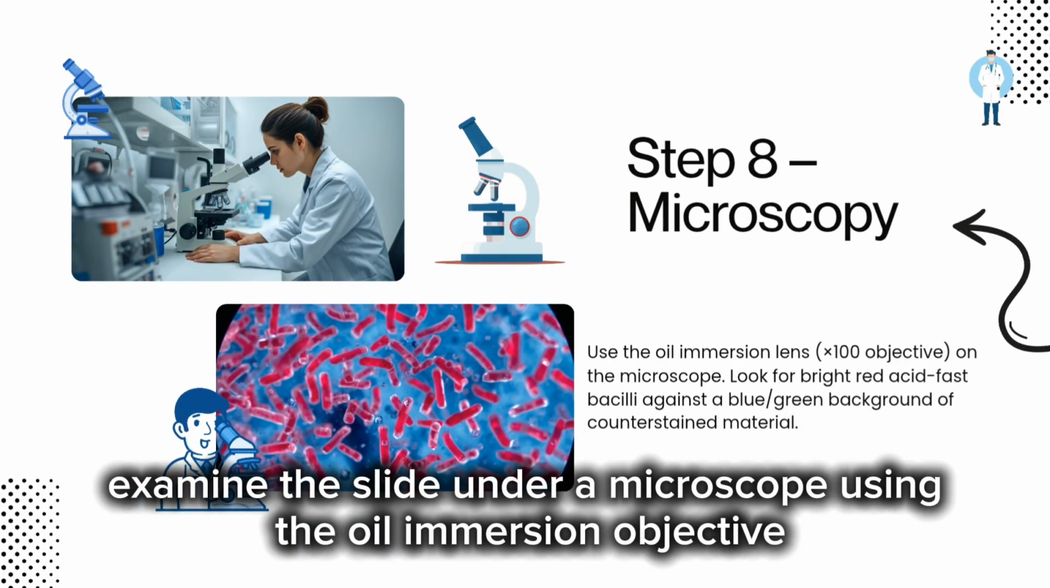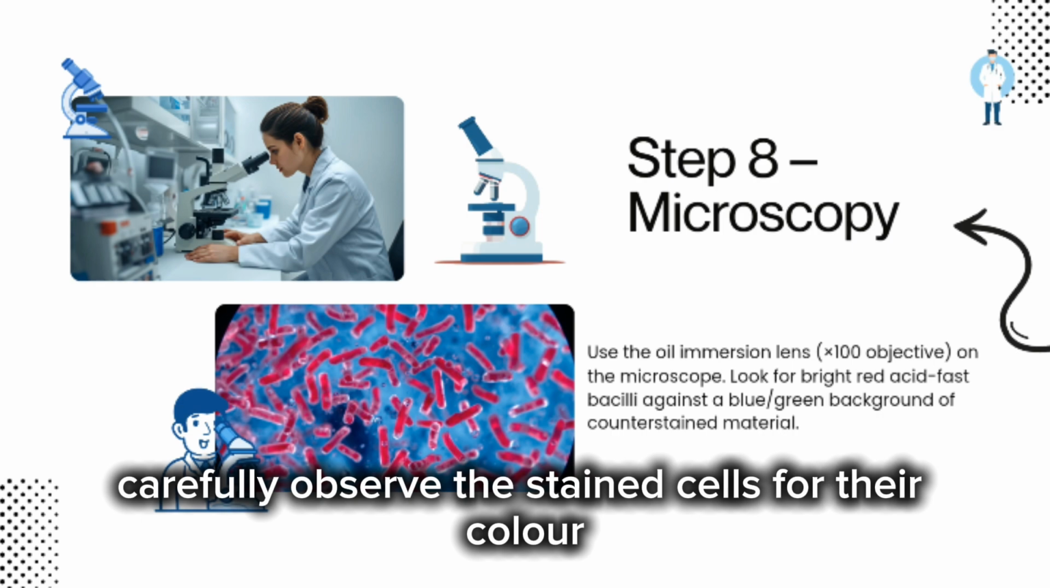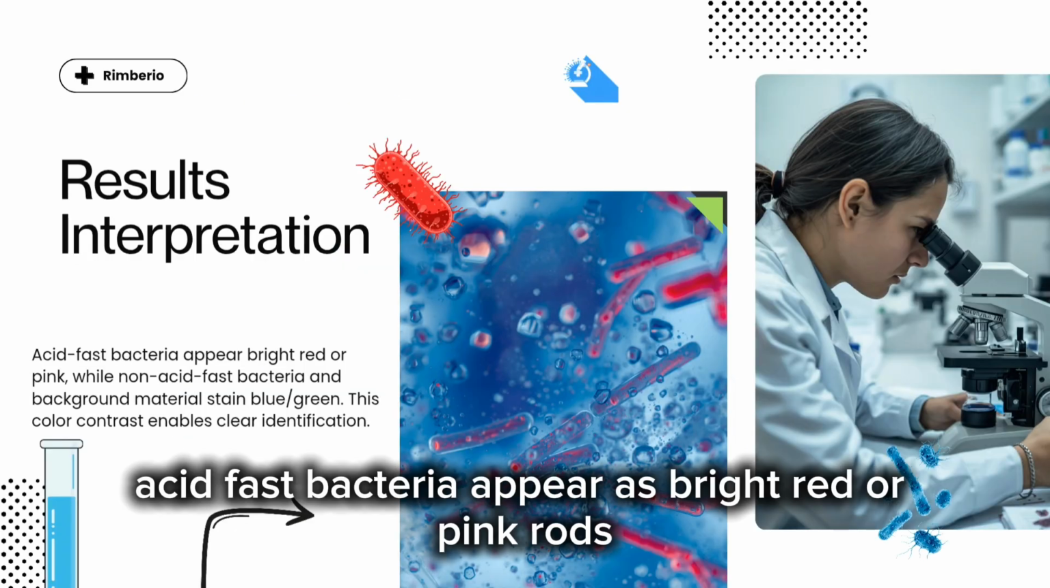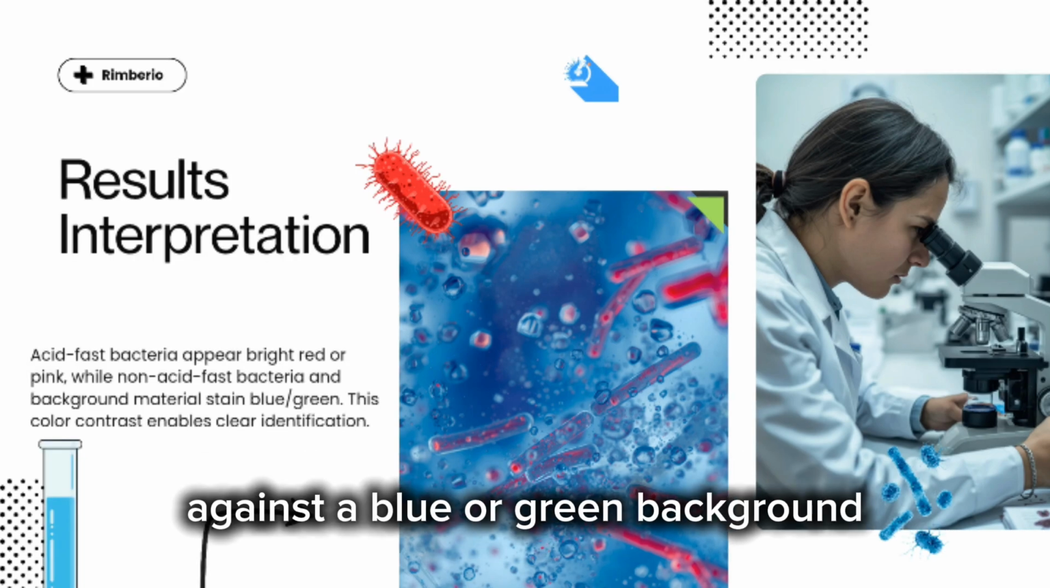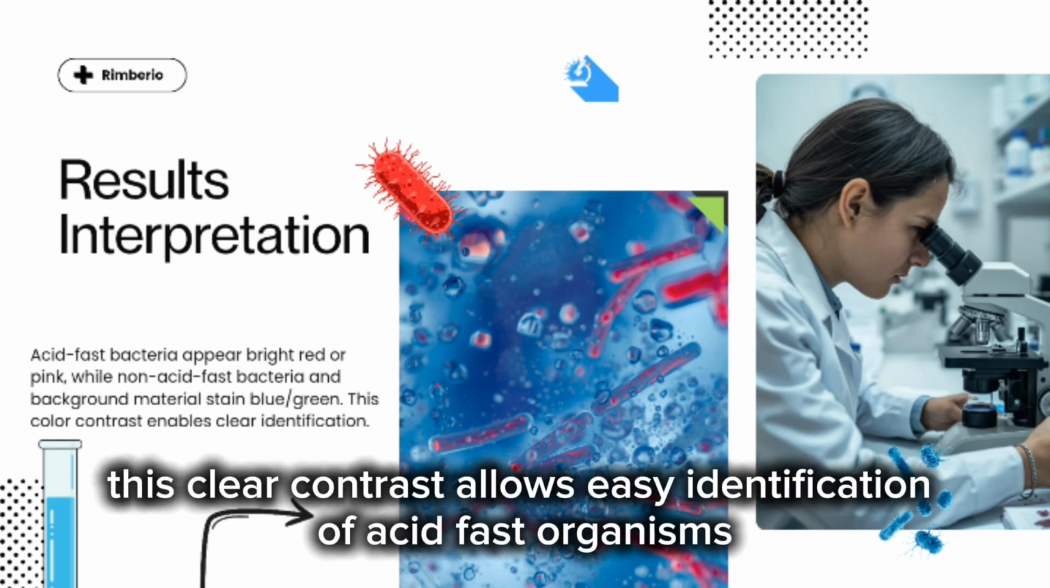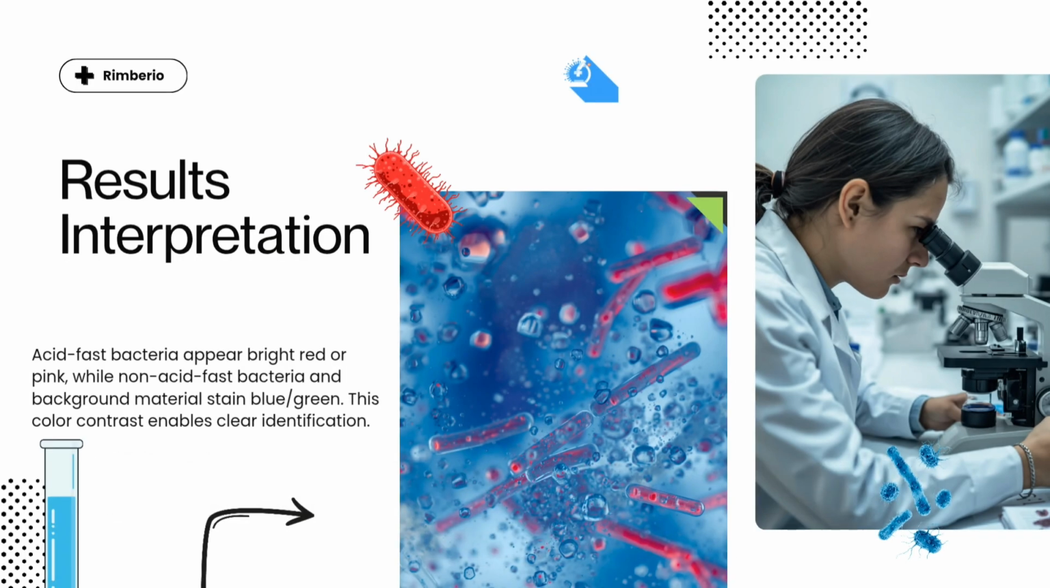Examine the slide under a microscope using the oil immersion objective. Carefully observe the stained cells for their color, shape, and arrangement. Acid-fast bacteria appear as bright red or pink rods against a blue or green background. Non-acid-fast organisms appear blue or green. This clear contrast allows easy identification of acid-fast organisms.